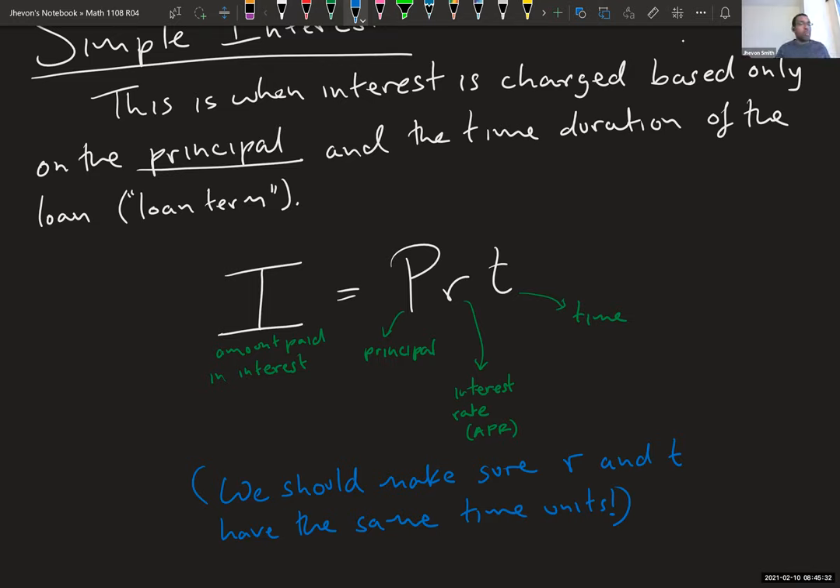So sometimes a problem in class or in your homework might give you the APR, but then it asks you about how much interest is due some certain months from now. And the fact that they tell you the time in months and the interest rate in years is going to be important. You're going to have to translate one to the other. Usually you want to translate to years. So whatever number of months they tell you, you want to translate that to years and then just use that with the given interest rate. So that's going to be important. But that's pretty much it.